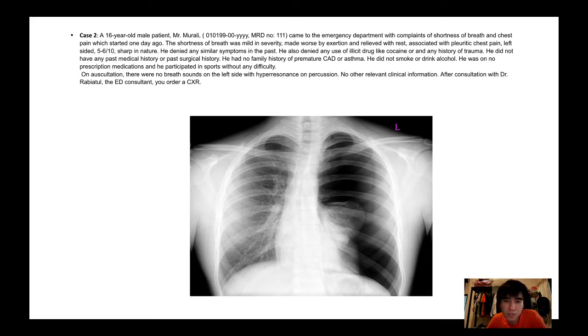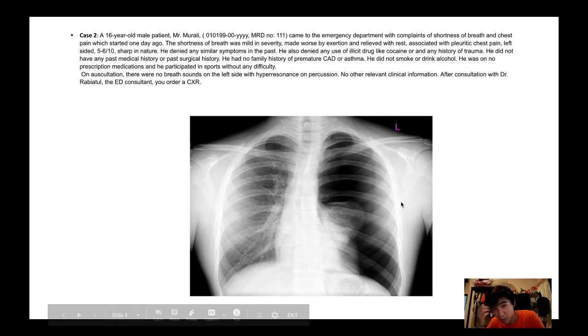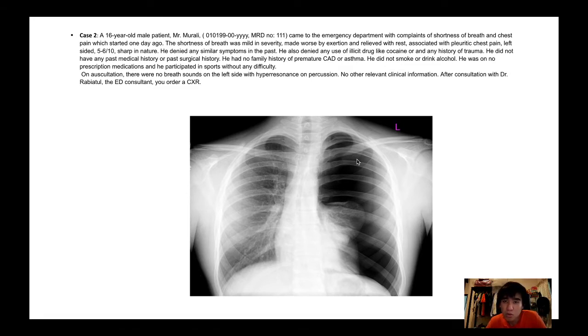So my impression is tension pneumothorax with total left lung collapse. Left-sided tension pneumothorax, total left lung collapse. Needs an emergency aspiration, in the second intercostal space and mid-clavicular line. But he has been like this for 1 day. It's quite a strong case then.